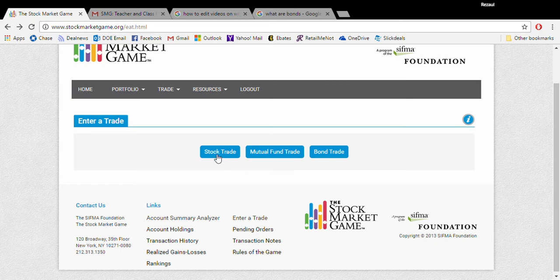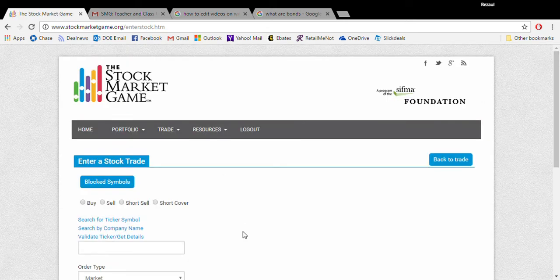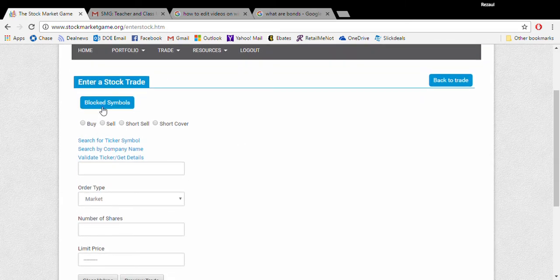Okay. But if you want straight up stock, that's when you click here. So let's just do that. Once you click on that, there are some blocked symbols, meaning the stock market game doesn't want you to invest in certain stocks, so you won't be able to invest in those. So do take a look at what those are. But there are four options: buy, sell, short, cover. You know what? I will make another video on short sell and short cover, but for just regular buy and sell, these are the two things you have to know.